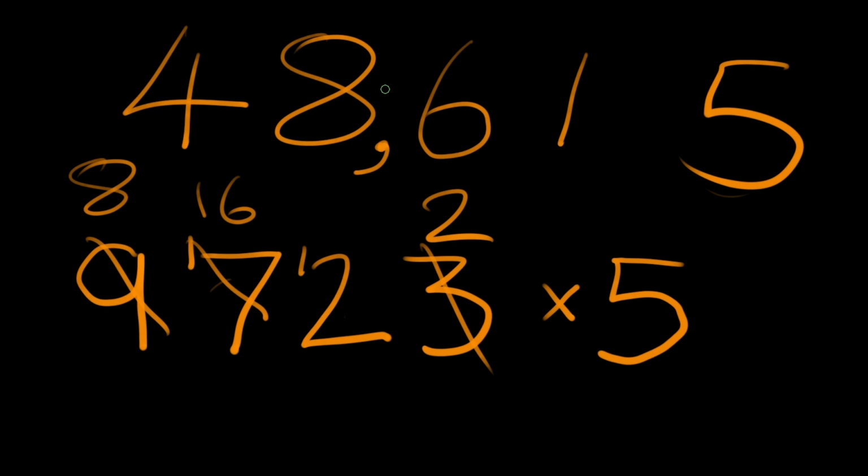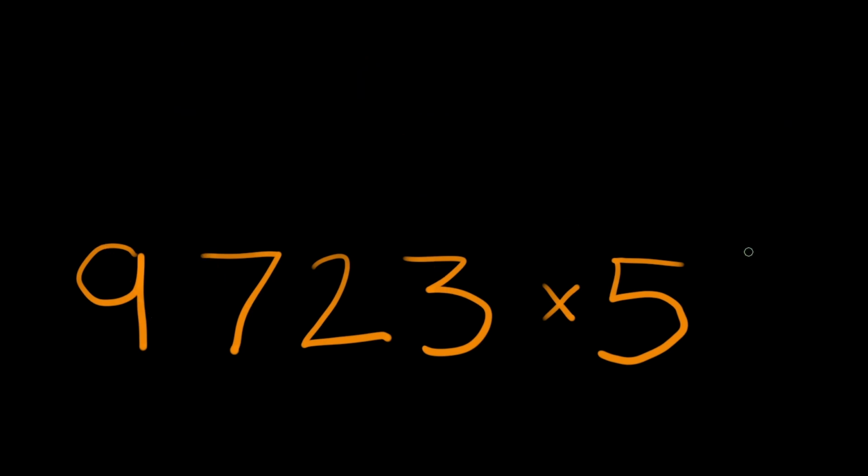9,793 times 5 is 48,650. Excellent. So, was that hard? No, not at all. Let's go crazy now, shall we? Let's go for a nice big number.